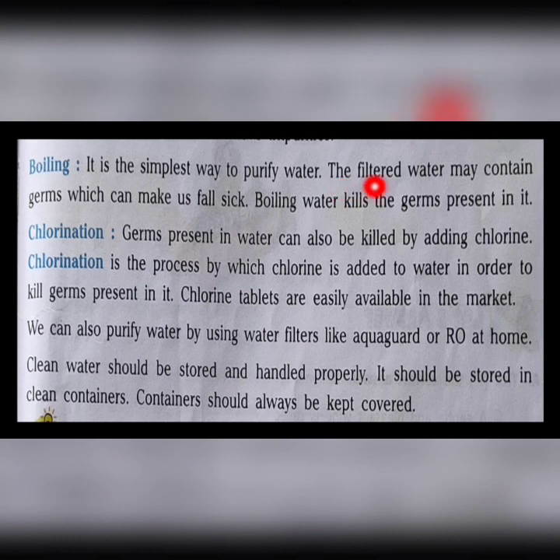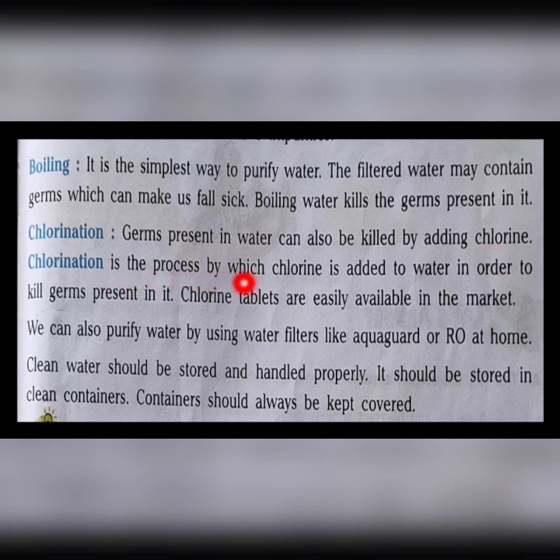The filtered water may contain germs, because in these methods, decantation, sedimentation and filtration, germs may not be killed, right? So the germs present in water may be killed by the process of boiling, because boiling water kills the germs present in it. And the fourth way is chlorination. Germs present in water can also be killed by adding chlorine.